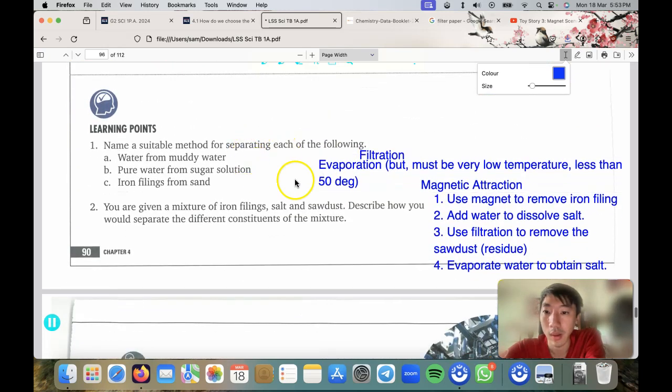Okay, let's talk about these 2 learning points and then we'll wrap up today's session.